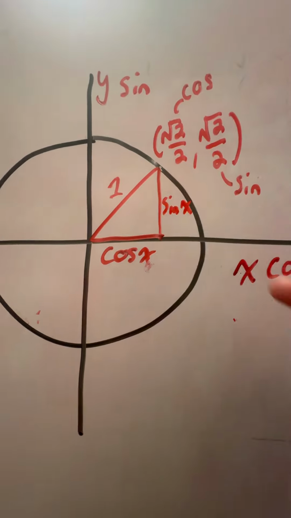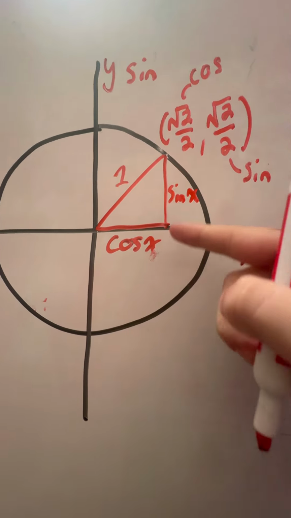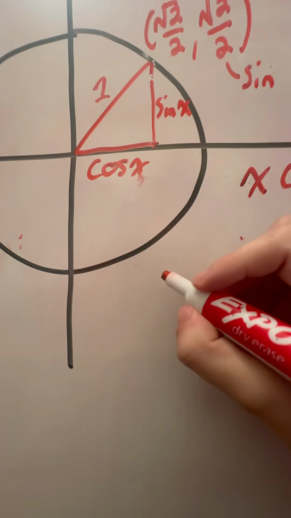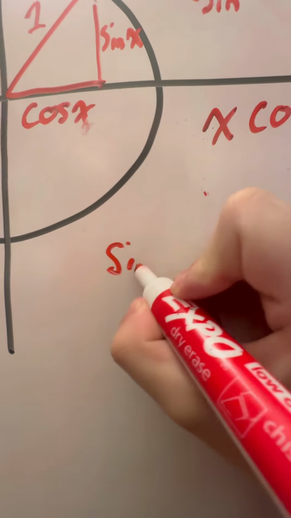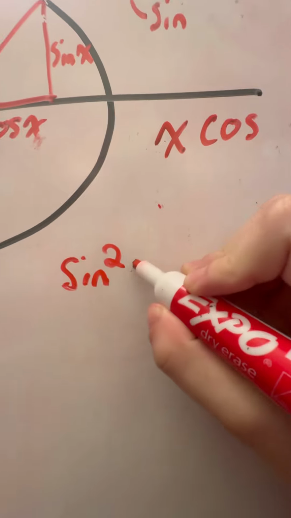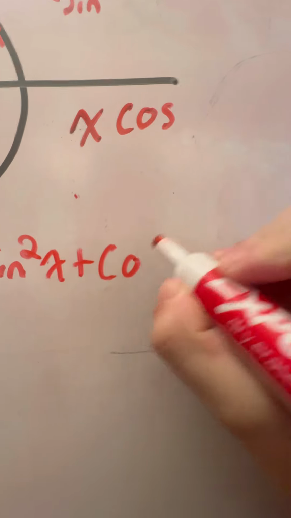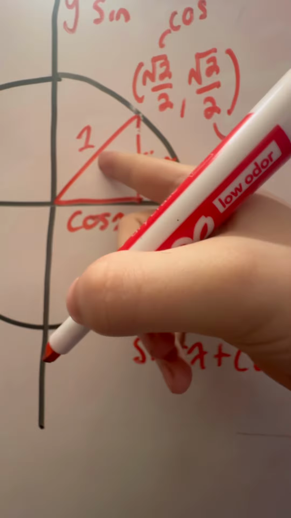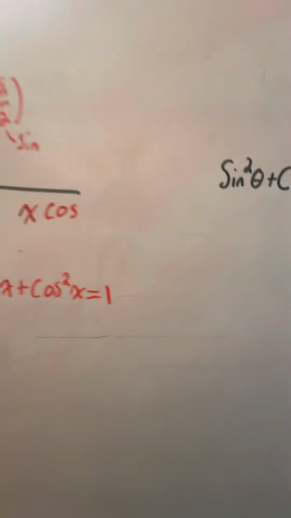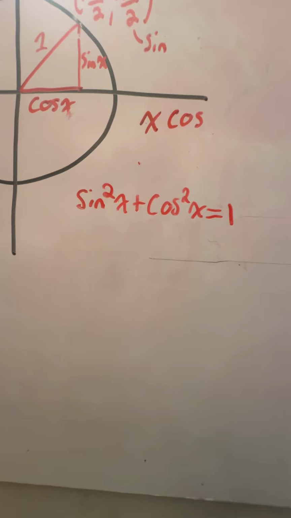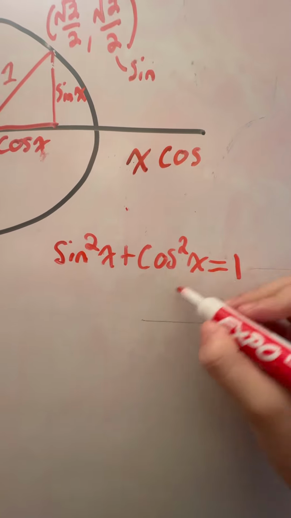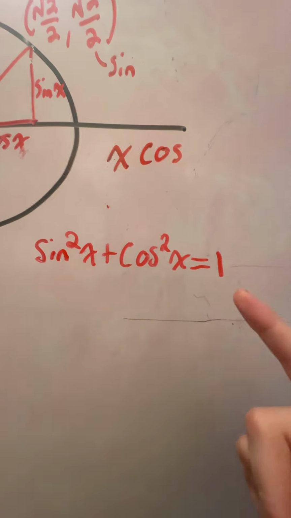And so we can just use the Pythagorean theorem here to prove that this is the side length of 1. So if we do sine squared x plus cosine squared x, it has to equal 1 because this is the hypotenuse. And so this is the same thing that we have right here. And you can actually prove this by going to your calculator and writing this. And if you put in the same radian or the same degree, it's always going to equal 1.